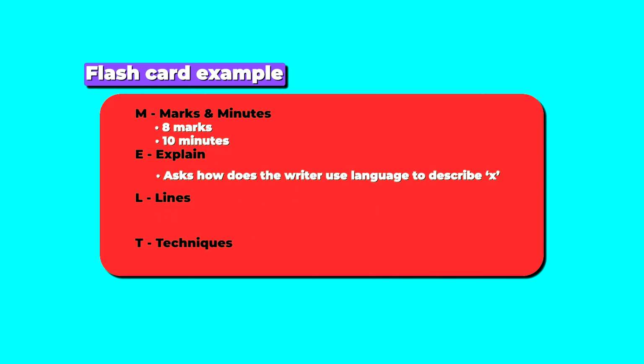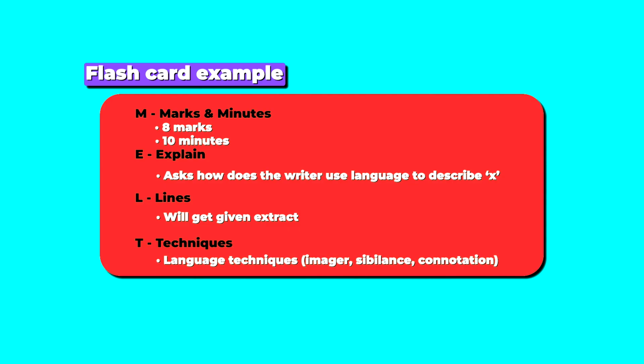Explain: ask, how does the writer use language to describe X? The L is lines. For lines, with this one, you'll be given the extract, so I just made a note of that so I know what to expect. And then T is techniques, like what techniques are you allowed to use? Are you allowed to use language?